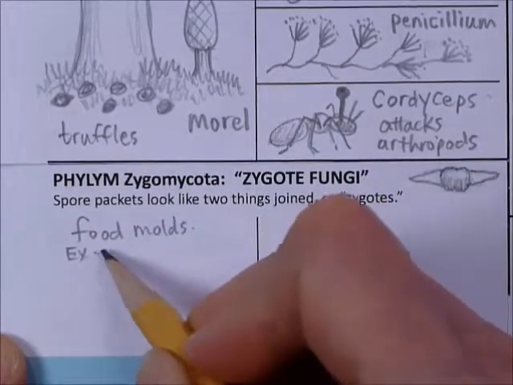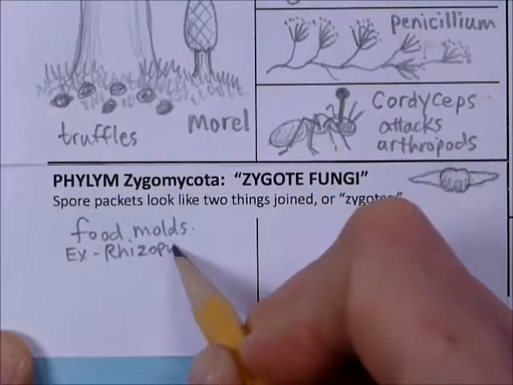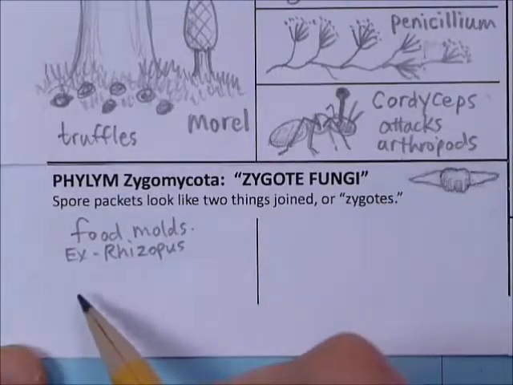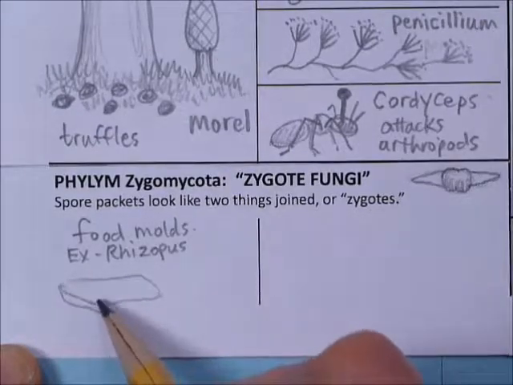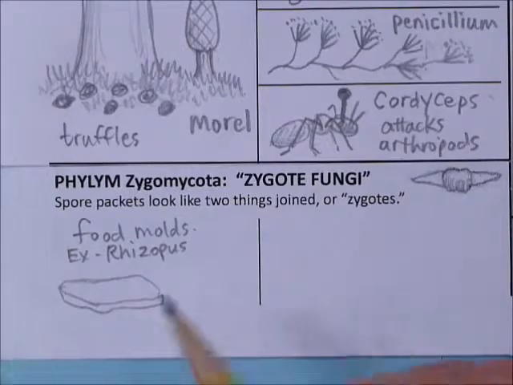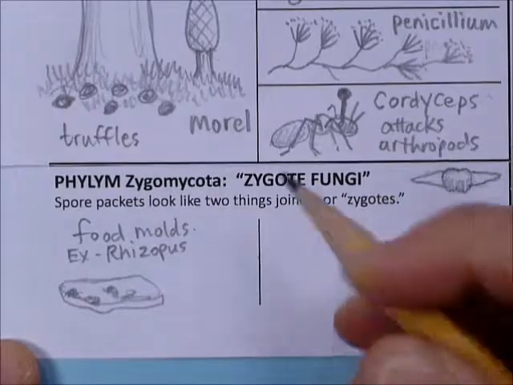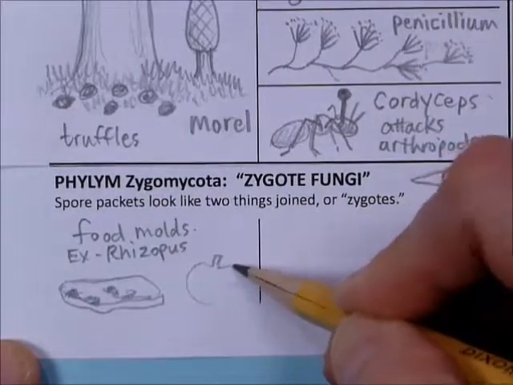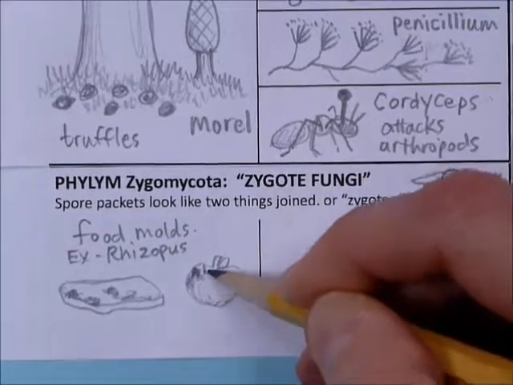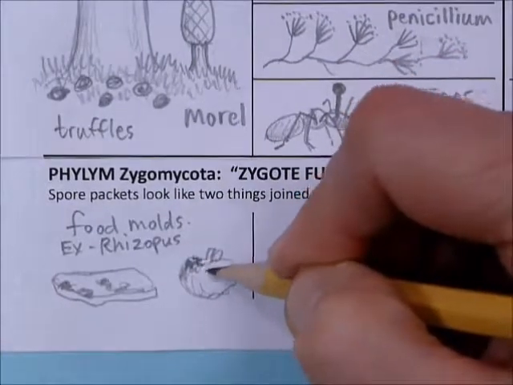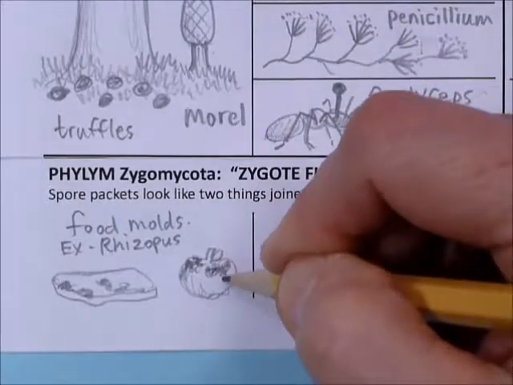And example, Rhizopus. R-H-I-Z-O-P-U-S. So you can draw a little slice of bread here, like that. And some yucky mold on it. And then maybe rotten fruit. There used to be an apple or something. And some yucky mold on that. So the zygomycota are haunting your refrigerator.